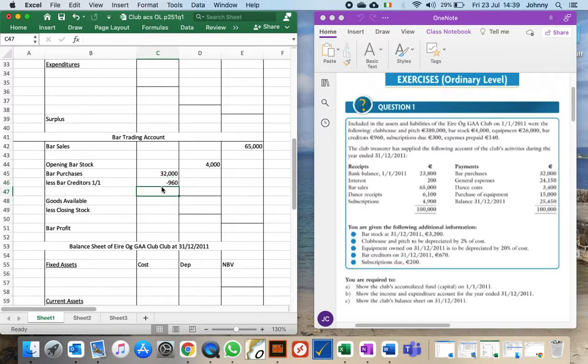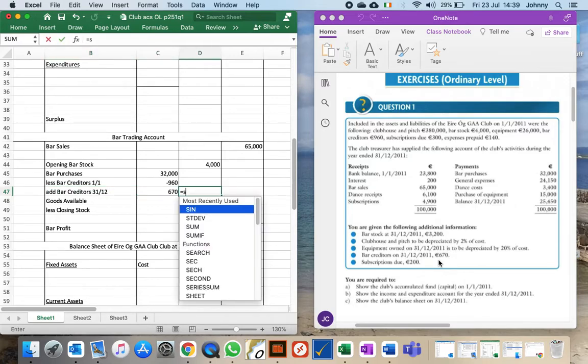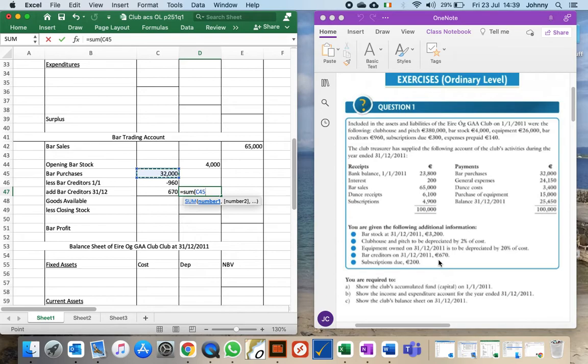Now, the bar creditors that we have at the end of the year, this is stuff that we bought, we haven't paid for yet, so we owe that money, so we're going to have to add that on because it's an extra purchase that we haven't actually paid for yet. And that, I'm just putting the 31st of 12, so that's the closing bar creditors. So we'll add all those together, and that gives us the real amount of our purchase. Even though we haven't paid for some of it yet, it's the real amount we've used up in goods that we've bought for the bar.